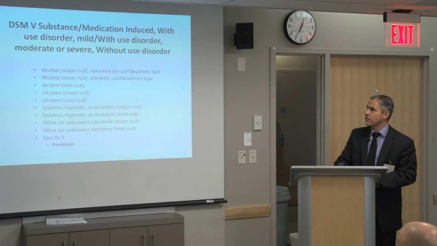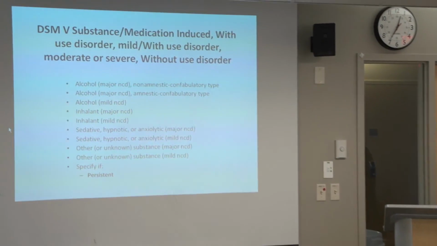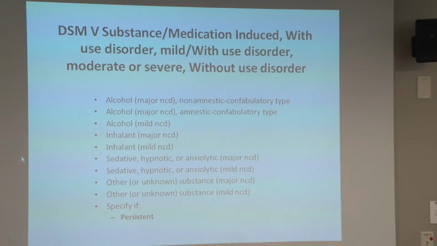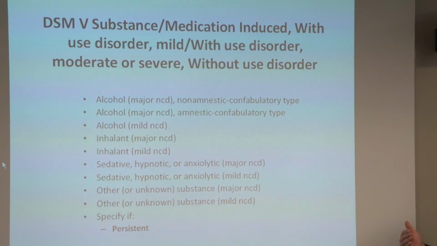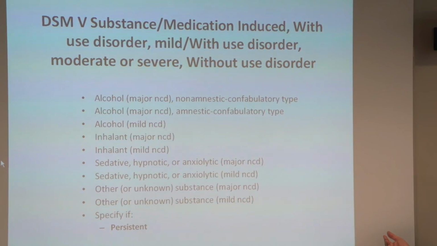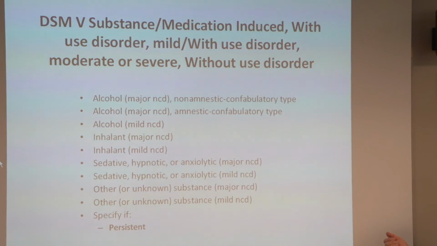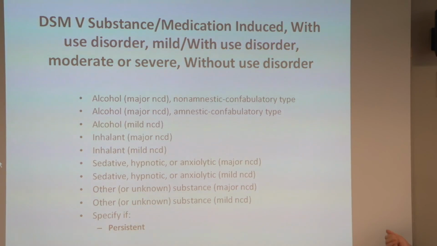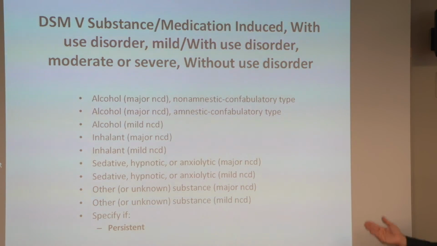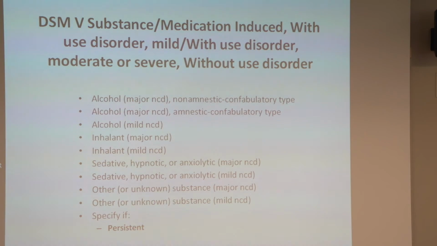Korsakov's. So these are actually the subtypes of the substance use disorder, of the substance-induced neurocognitive disorders. So these are the different kinds. And you can see they've broken out alcohol into two different kinds. So if you think the alcohol did it, or certainly if they've got a Korsakov's, you got yourself an alcohol-induced major neurocognitive disorder. And then you can specify whether it's persistent or not. That's the only specifier.